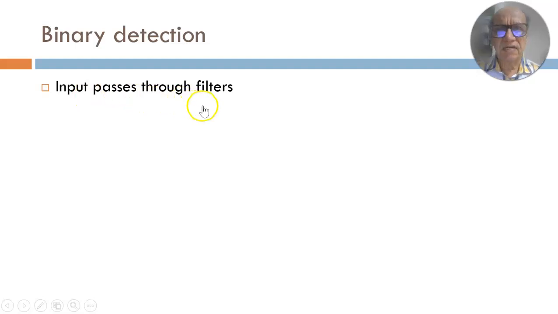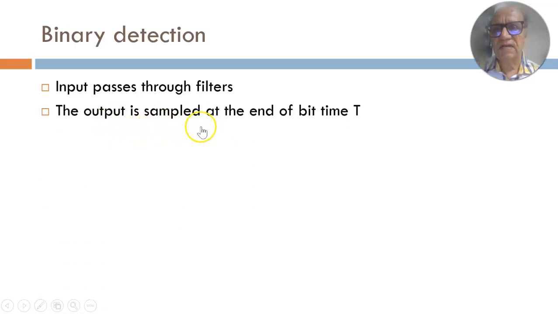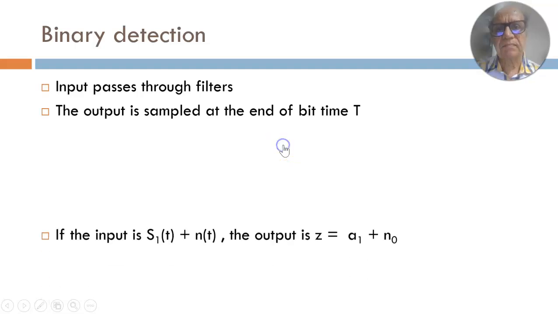Input passes through filters. We have seen that you require a matched filter followed by an equalizer filter. Matched filter is for maximizing the SN ratio, and equalizer filter is used for reducing the inter-symbol interference. And at the output of these filters, the output is sampled at the end of the bit time T, based on which you take your decision.